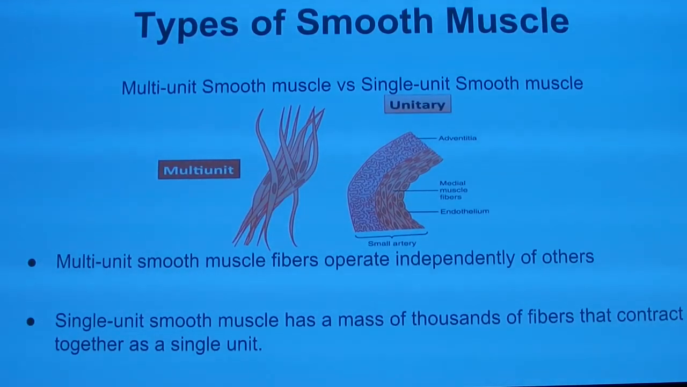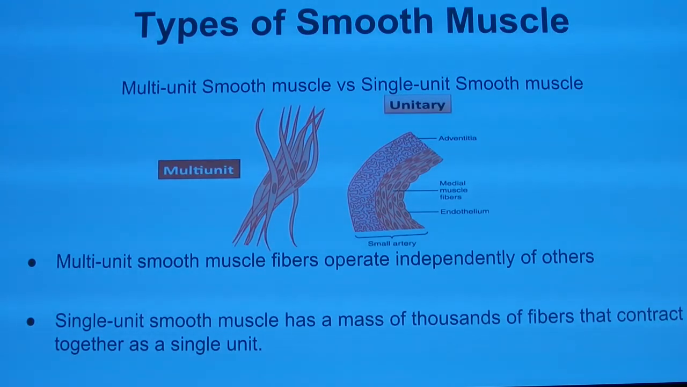Now, let's move on to the different types of smooth muscle. You have multi-unit smooth muscle versus single-unit smooth muscle. Multi-unit smooth muscle fibers operate independently of others, such that each fiber can contract independently, and its control is exerted by nerve signals. Single-unit smooth muscle does not mean single muscle fibers. In fact, it means a mass of thousands of fibers that contract together as a single unit. How amazing is that, right?